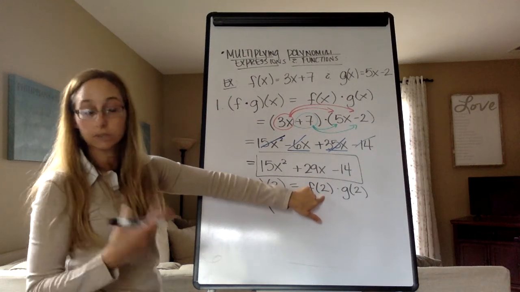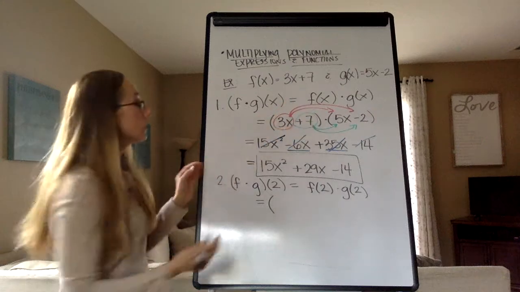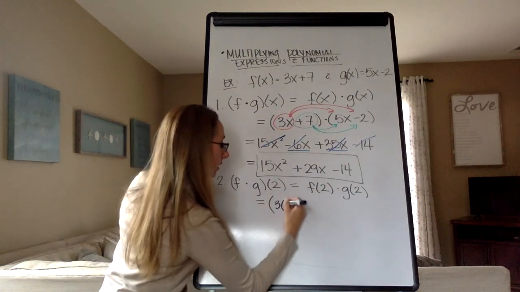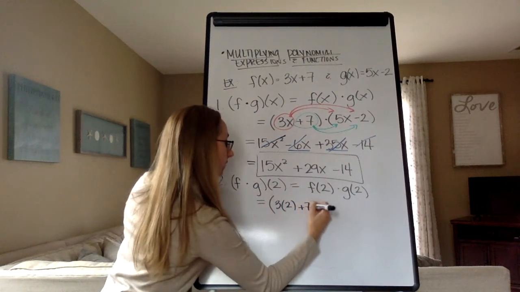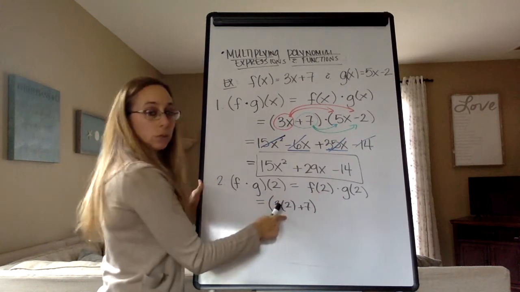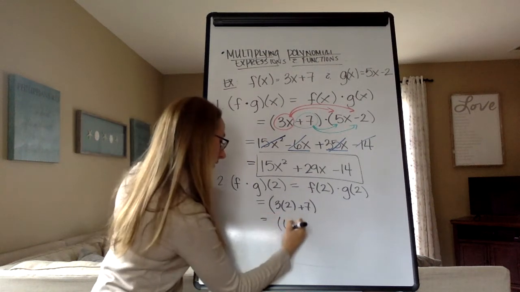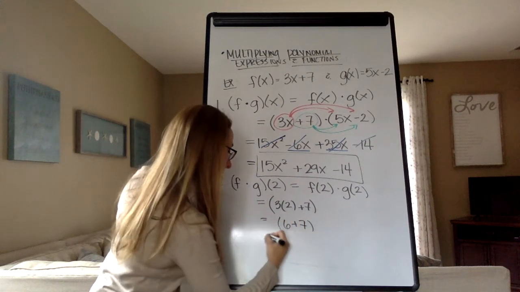So again, this is function notation. We're going to plug in 2 into our function and see what it equals. So 3 times 2 plus 7. Again, we're plugging in 2 into our f function. So 3 times 2 is 6, 6 plus 7, and 6 plus 7 is 13.